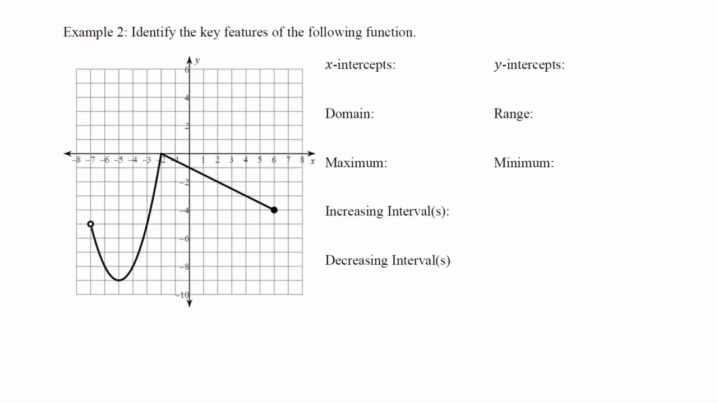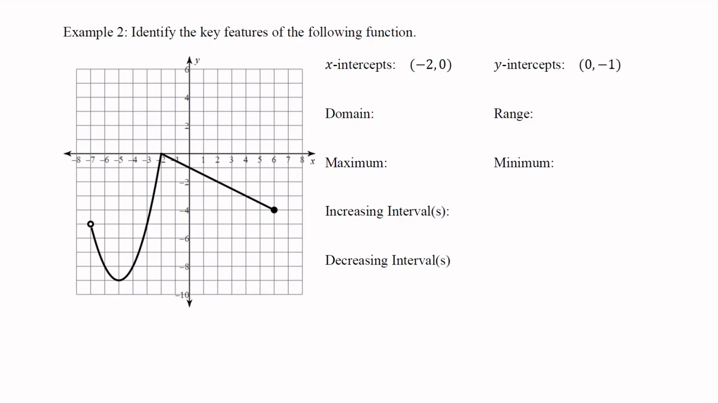For this example, our x-intercept, we do touch the x-axis at (-2, 0). Our y-intercept is at (0, -1). That is where we cross the y-axis.